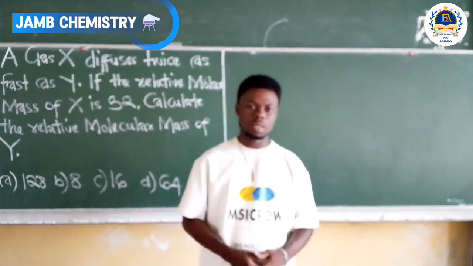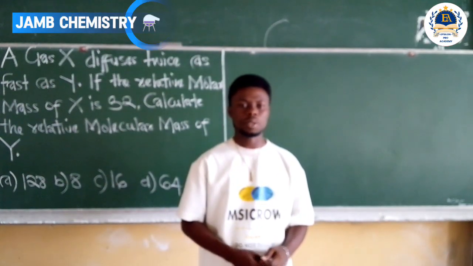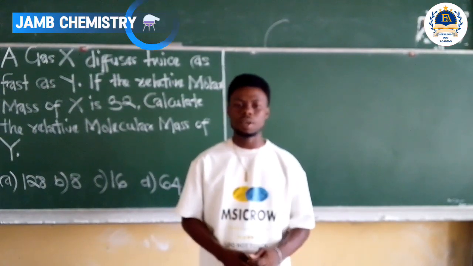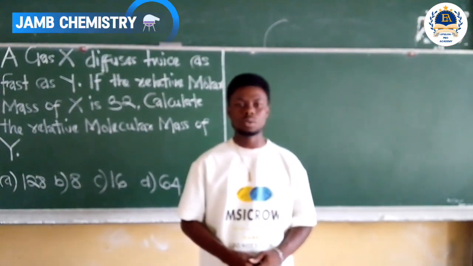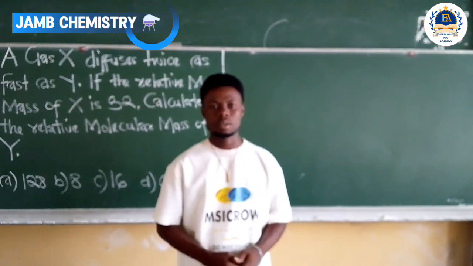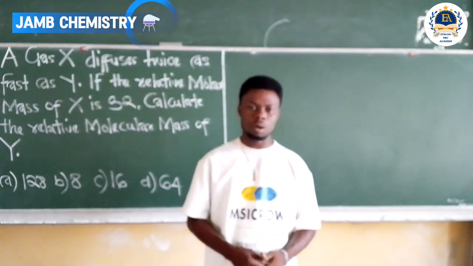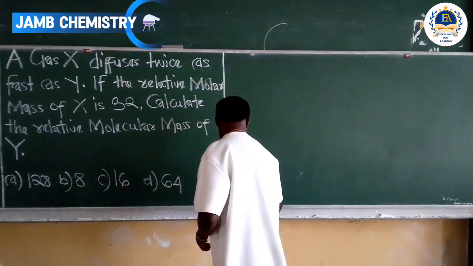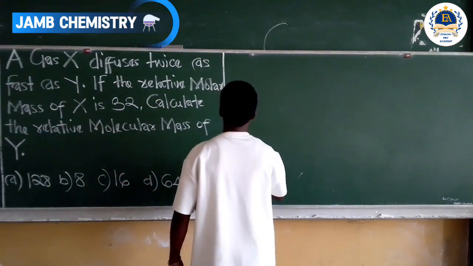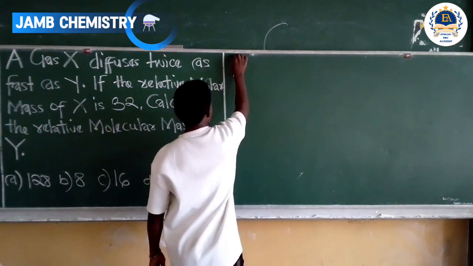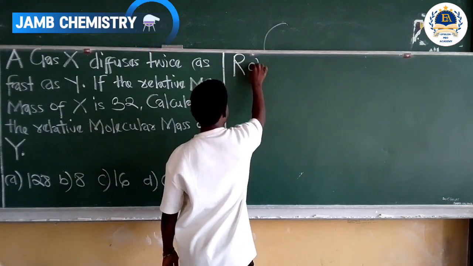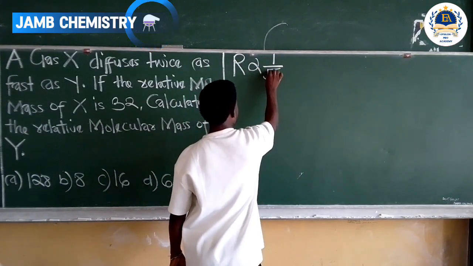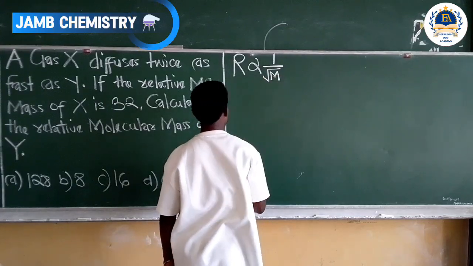Graham's law of diffusion states that at a constant temperature and pressure, the rate of diffusion of a gas is inversely proportional to the square root of its density, or we can say to the square root of its molar mass. Now, according to the relationship, we establish this formula that the rate R is proportional to 1 over the square root of the molar mass.